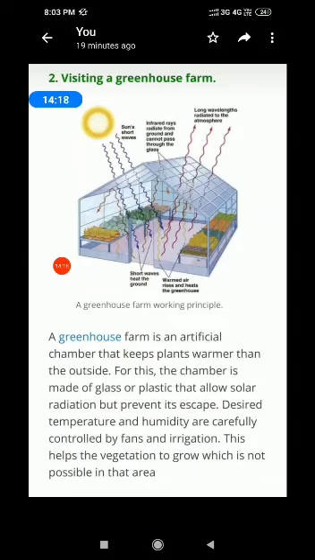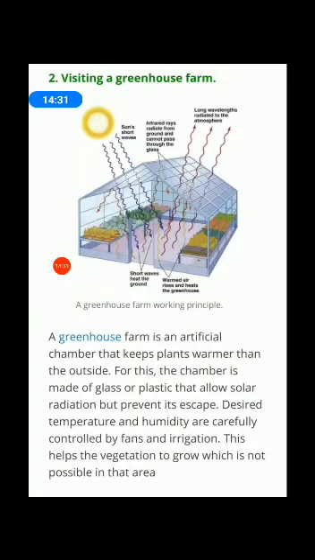For this, the chamber is made of glass or plastic that allows solar radiation but prevents its escape. Listen, desired temperature and humidity are carefully controlled by fans and irrigation. This helps vegetation to grow, which is not possible in the area. Okay.